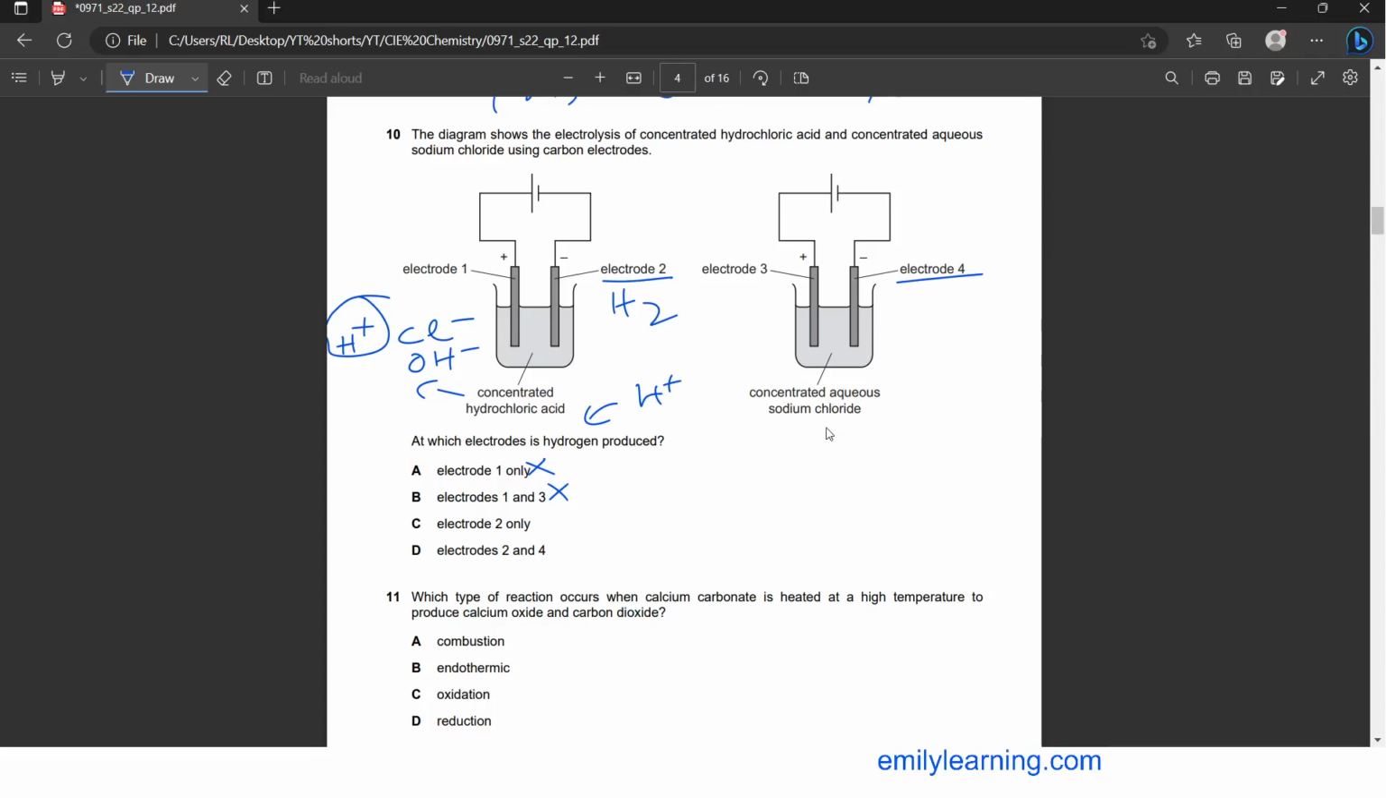Let's look at this setup here. I have concentrated aqueous sodium chloride. Sodium chloride will give me Na+ and Cl-. Aqueous, which is water, will give me H+ and OH-. H is below Na in the reactivity series, so hydrogen will be discharged preferentially. So in other words, at electrode 4, I'll have hydrogen. So 2 and 4 will give me hydrogen. So the answer is D.